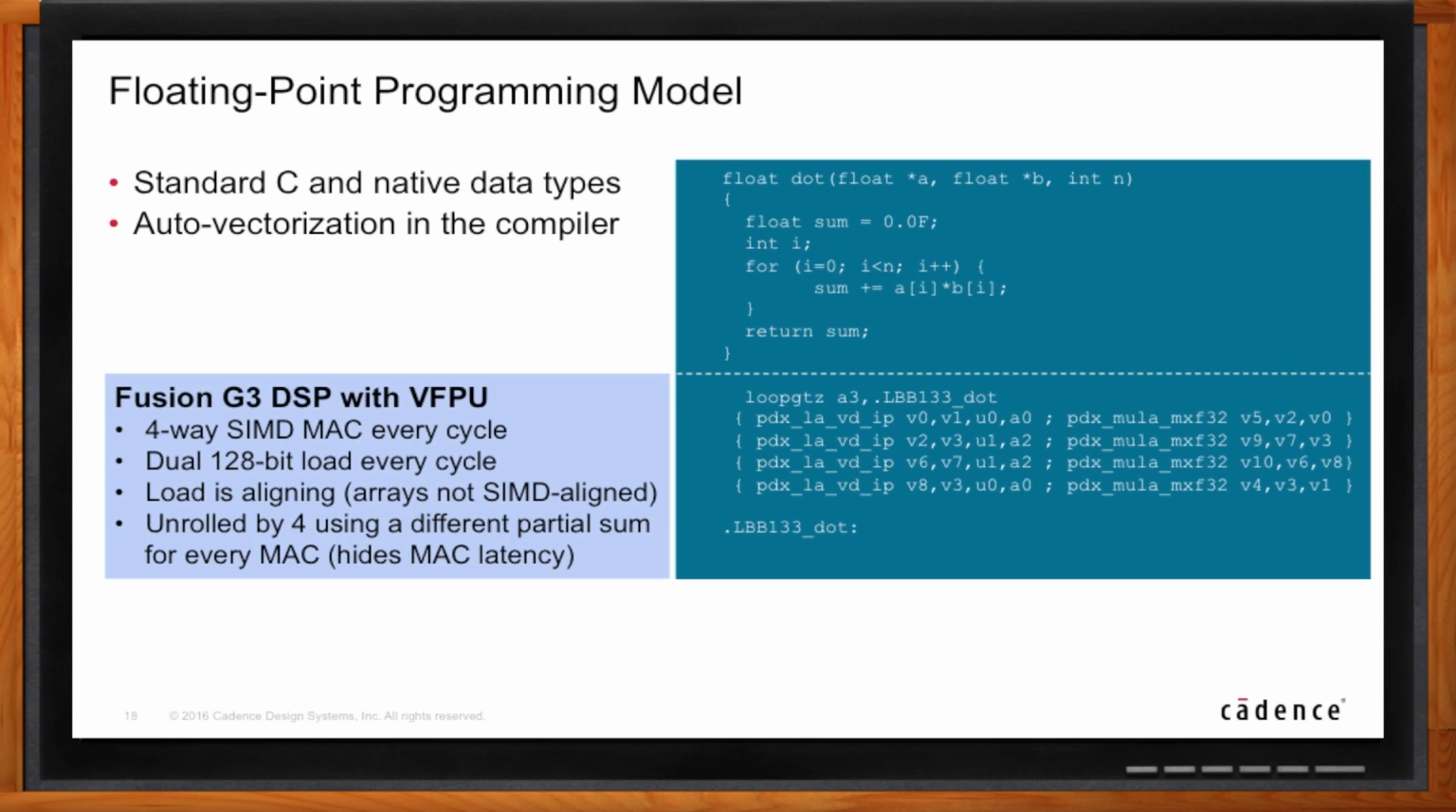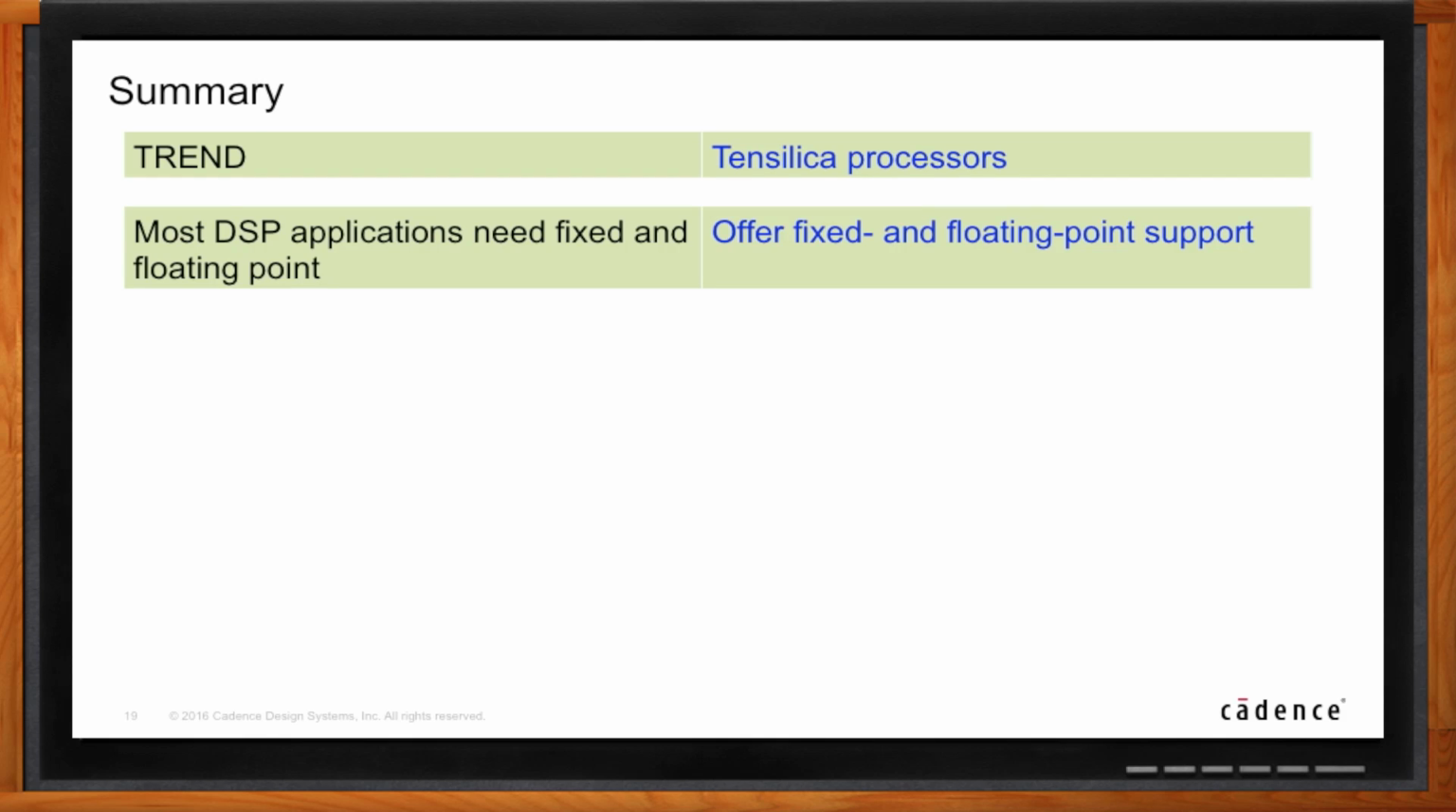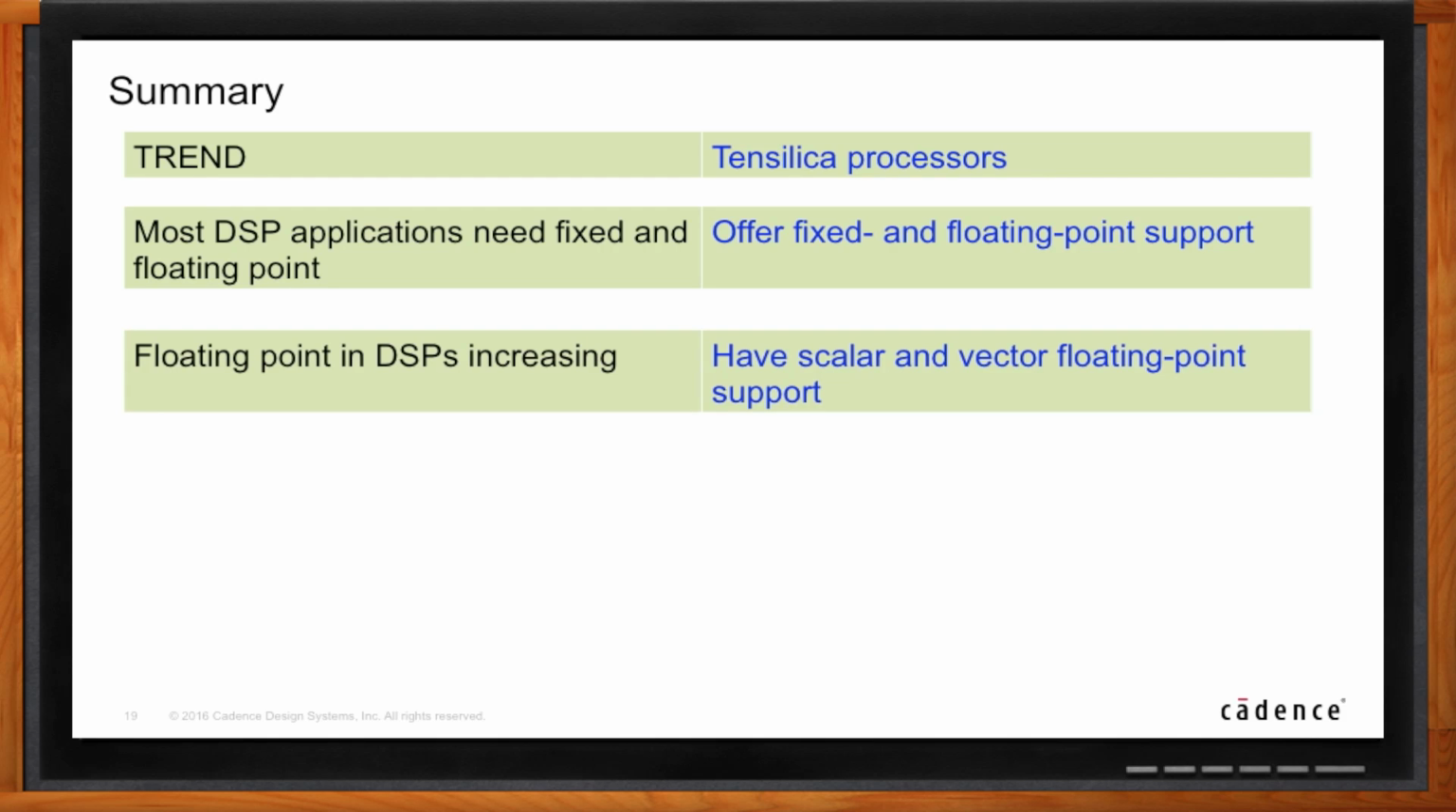So, Pushkar, this was quite a lot to cover today. Can you recap your main points for me? So what we saw was that most DSP applications need a mix. They need fixed point as well as floating point, and Tensilica processors offer both fixed point and floating point support on Tensilica DSPs. The floating point use in DSPs is increasing. The number of algorithms and the number of applications which need floating point is more. So all Tensilica processors have floating point support, from the low-end processors to the high-end processors.